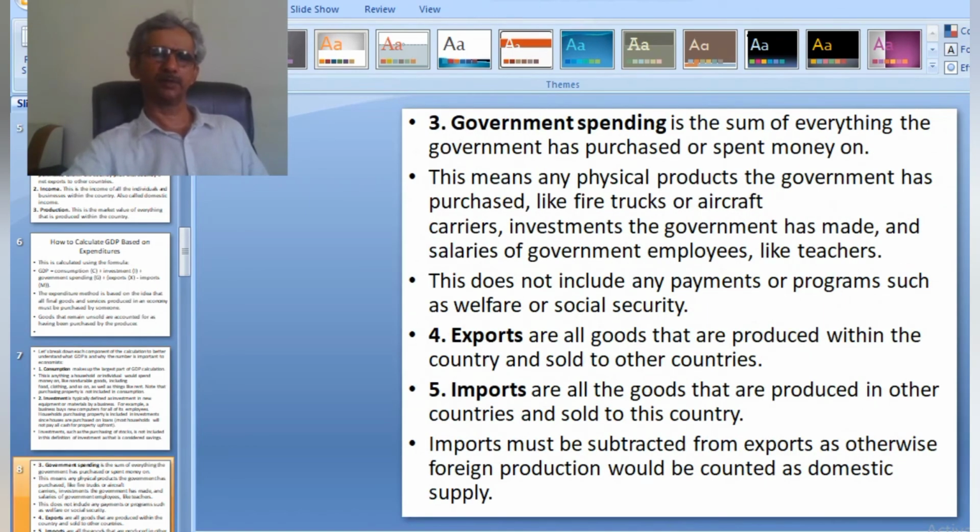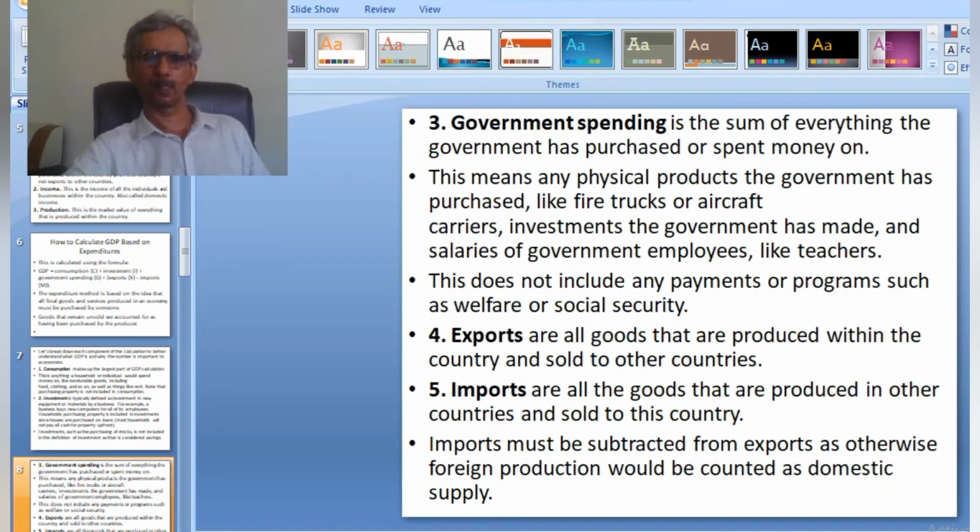Then G, or government spending, is one of the major expenditure portions of the GDP. It is the sum of everything that the government has purchased or spent money on. This means any physical product the government has purchased, like fire trucks, aircraft carriers, investments that the government has made, and salaries of employees like teachers. This does not include any payments or programs such as welfare, social security, or pensions.